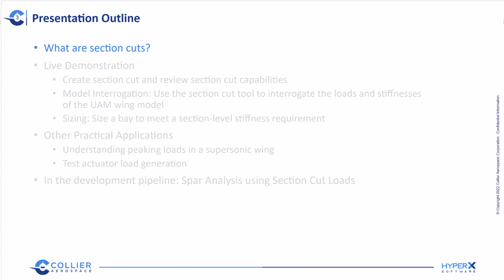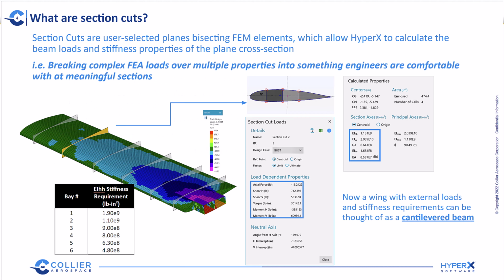So first and foremost, what are section cuts? Section cuts are user-defined cut planes that bisect your FEM elements. So you're physically clicking a plane in the software, and at that plane, HyperX is going to be able to calculate the beam level stiffness property and loads.